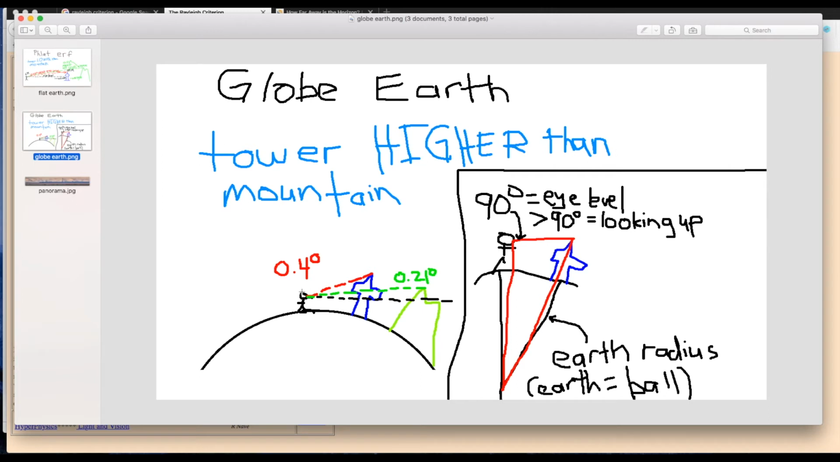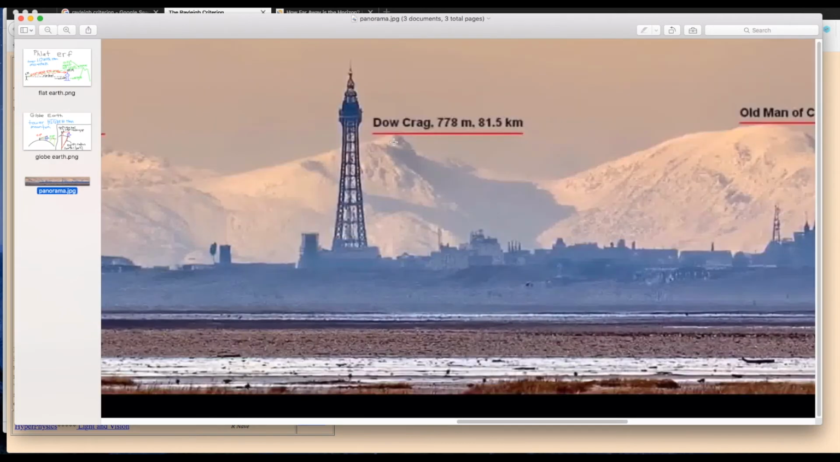For the observer taking the photograph, in this case looking towards Blackpool with the mountains behind it, the tower appeared higher than the mountain behind it, and that is why the globe Earth model matches the photograph and matches reality.